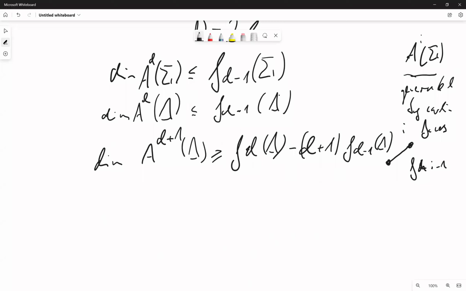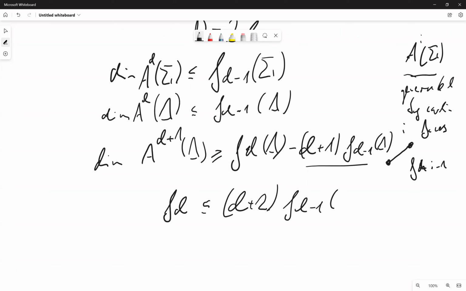This is because the relations come from one dimension down. They come from all the multiplications from lower. All right, so what did we want? Remember that we wanted the following inequality: f_d is less or equal to d plus two times f_{d-1} of delta.